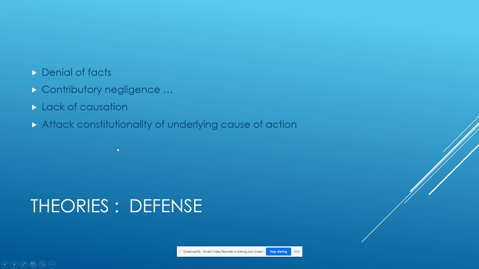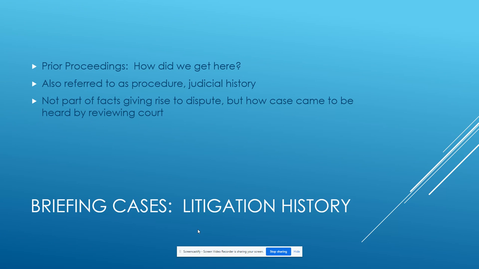So, reasons why your complaint might fail. The defendant might deny that the facts are true. They may have a counterclaim that there was contributory negligence, or no causation, or maybe they claim, as theories of the defense, that the cause of action is unconstitutional itself. All right. So that's our legal theories.